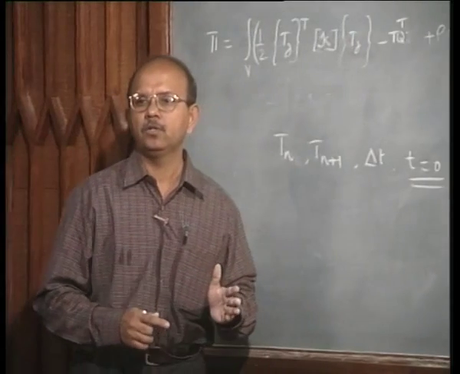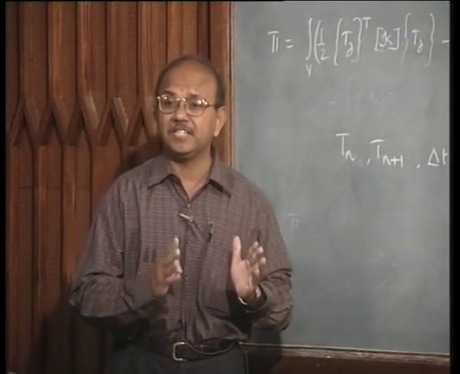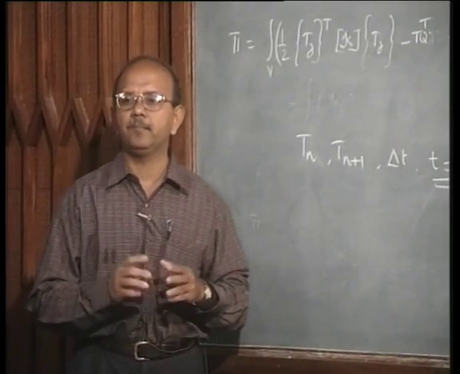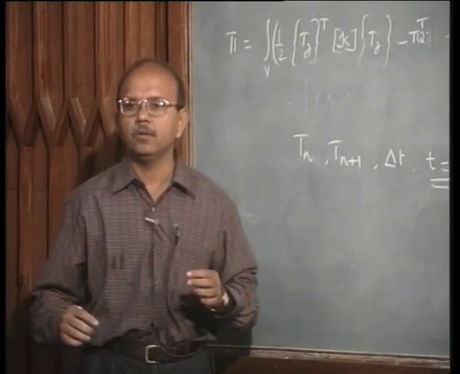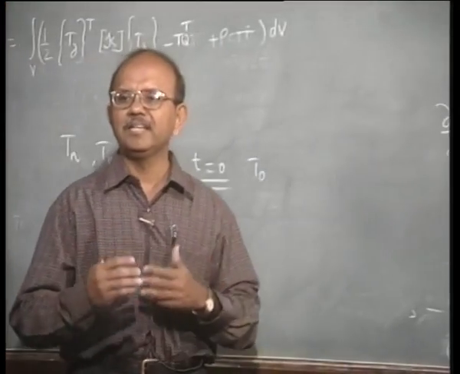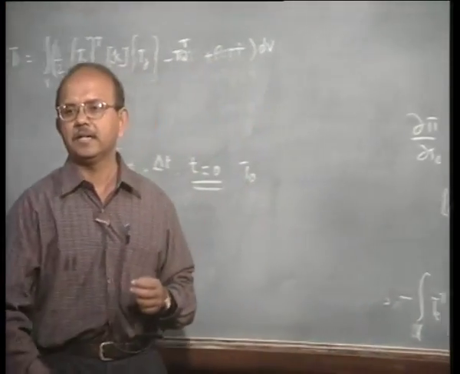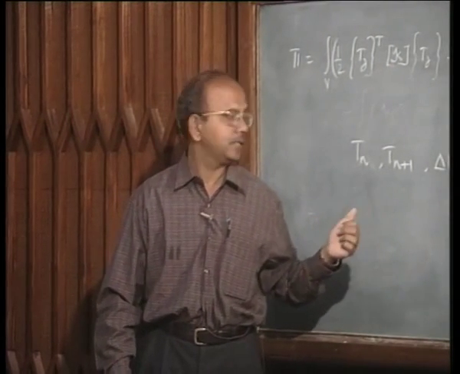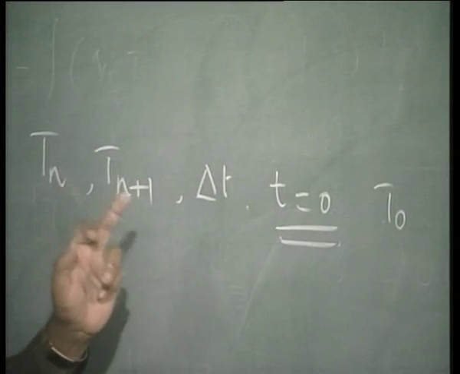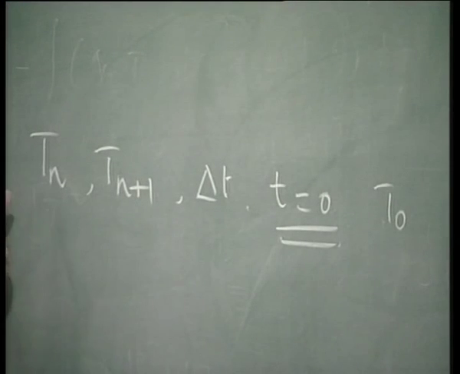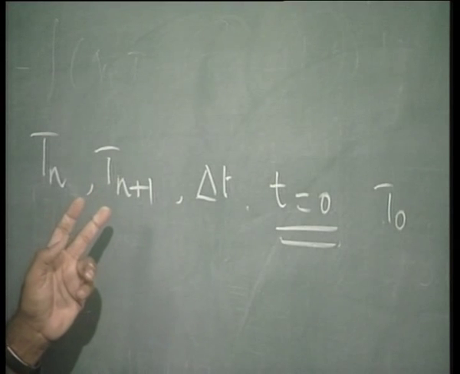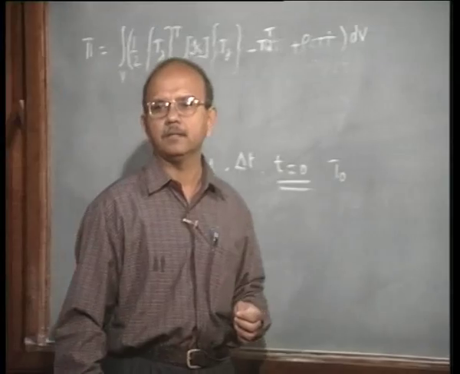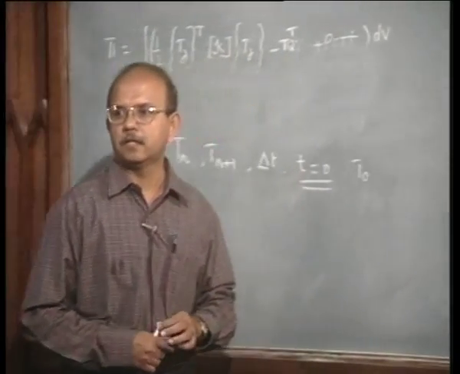With the results at t is equal to 0, I calculate T at t plus delta t. The number of increments that I make is written as n, then n plus 1, and so on. So n plus 1 is actually time at t plus delta t. If n is at t, n plus 1 is at t plus delta t. Is that clear?